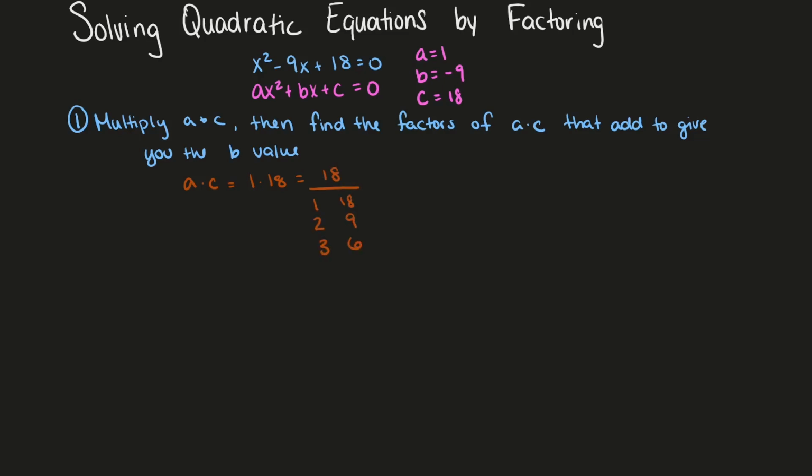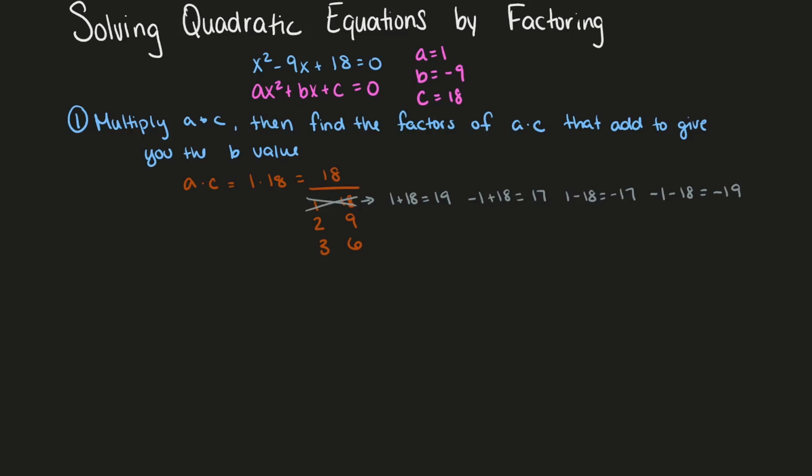So we want to figure out which one of these factors will add to give us our b term, which is negative 9. Now, when we think about our factors, we're going to use any combination of positive and negative factors. So it's going to just depend on whatever our b term is. So 1 and 18 gives us 1 plus 18 equals 19. Negative 1 plus 18 equals 17. 1 minus 18 is negative 17. And negative 1 minus 18 is negative 19. So we know these are not our factors because none of those add to give us negative 9.